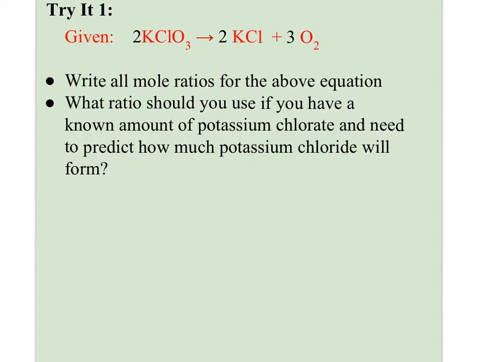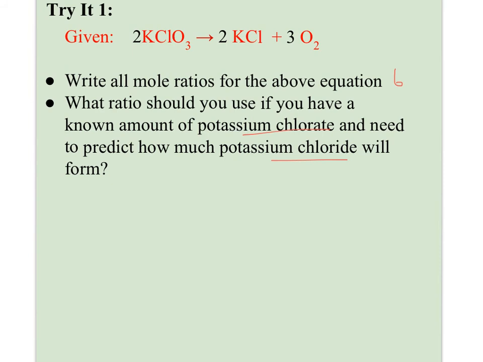So here's an example for you to try. Write all the mole ratios to the above equation, and there should be 6 again, just like there were in the previous problem. And then tell me what ratio you should use if you have a known amount of potassium chlorate and need to predict how much potassium chloride will form. Now you notice you need to know which formulas these names match up with. And in fact, oftentimes you'll be expected to write the balanced equation to get things started. So I would suggest you pause and try this on your own, and then watch as I go through my solution.